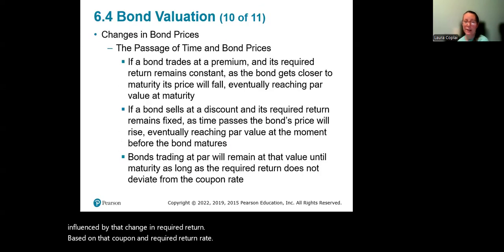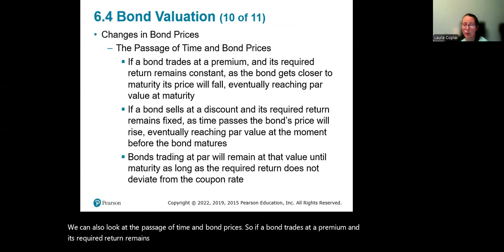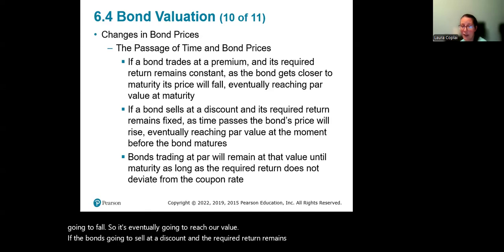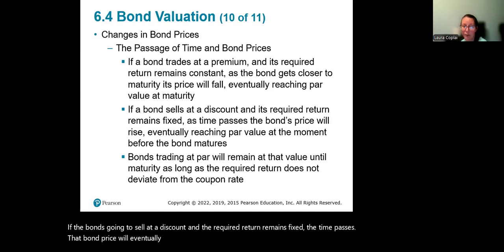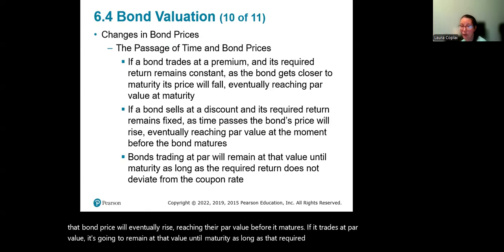We can also look at the passage of time and bond prices. So if a bond trades at a premium and its required return remains constant, that bond's going to get closer to maturity and the price is going to fall. So it's eventually going to reach par value. If the bond's going to sell at a discount and the required return remains fixed, as time passes that bond price will eventually rise, reaching its par value before it matures. If it trades at par value, it's going to remain at that value until maturity, as long as that required return doesn't deviate from that coupon rate.